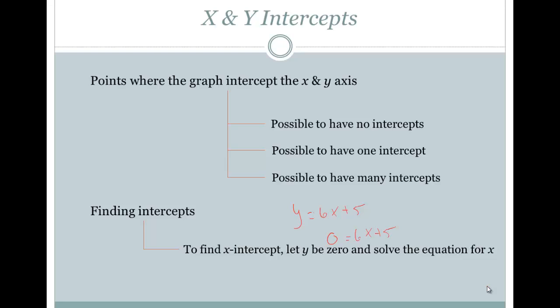If I wanted to find the y-intercept, I would set x equal to 0 and then solve the equation for y. So again, if I'm looking at that particular problem and I wanted to find the y-intercept, I would say that y is equal to 0 plus 5, because if I plugged in 0 for x, I would get 0. And so right here, my y-intercept is 5. We knew that already because that's in slope-intercept form.